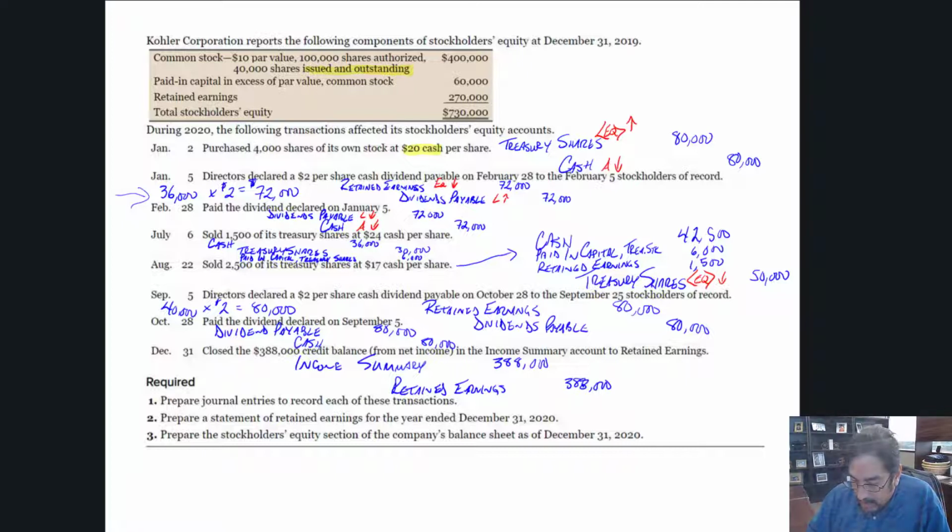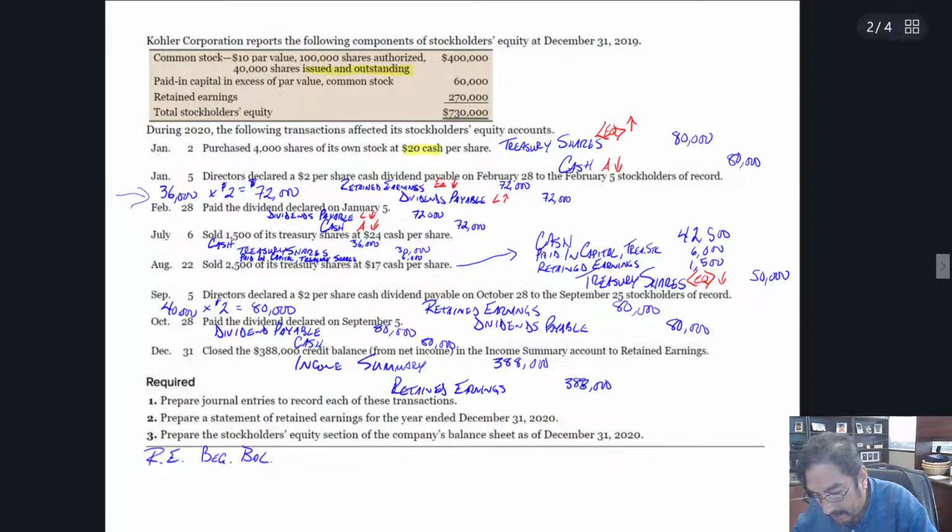Prepare the statement of retained earnings for the year 2020, and then the stockholder equity section. So first, retained earnings. Let's see where I can squeeze it here. Let's see if I can squeeze it right here. We're going to start off with retained earnings beginning balance. And we get that from up here.